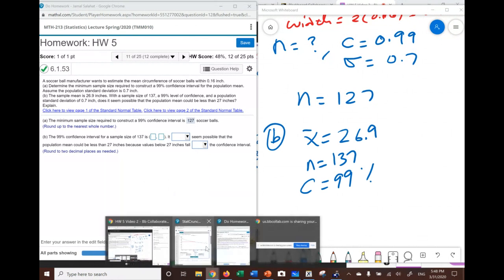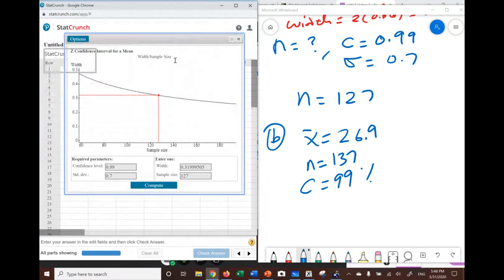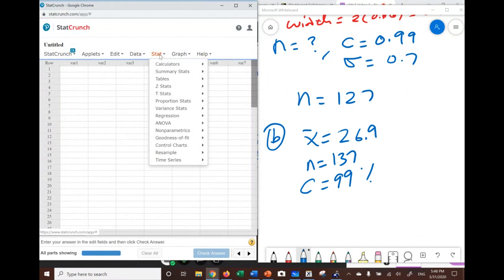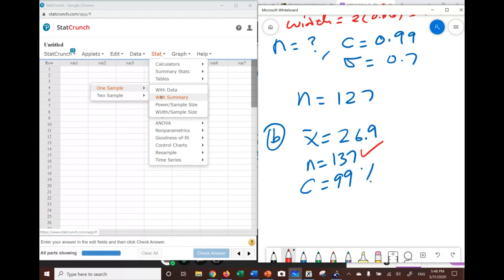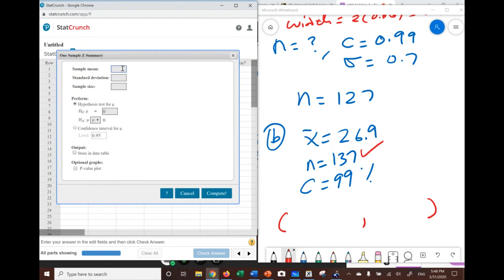So to build the interval, I go to StatCrunch. Anytime you want to build an interval, when sigma is known, you're going to go to stat, zstat, one sample, and with summary. Remember, we don't want now to find the n because n is given. In this case, we want to find the interval. So to find the interval, you always go to the summary. And you click in there, and let's fill in the numbers.